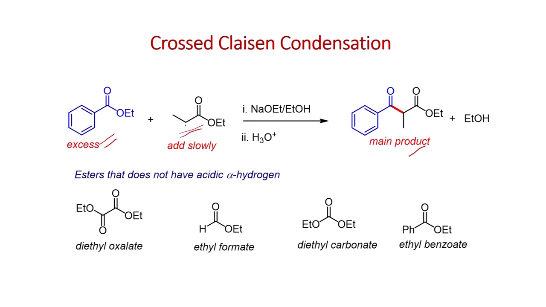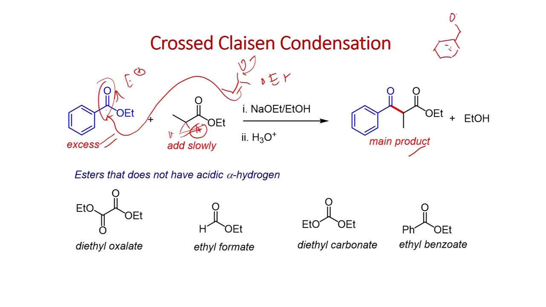because this ester has the alpha CH bond, which can undergo deprotonation by base, and you can form the enolate. This enolate can undergo addition with this ester, which basically acts as the electrophile. It can undergo addition with this carbonyl group. You will have this intermediate, it can remove ethoxide to give the enolate, which can be converted into this product by aqueous workup.